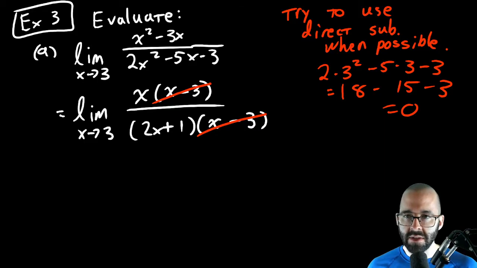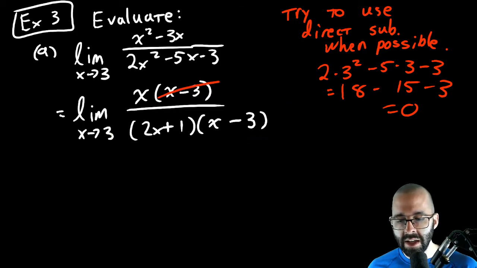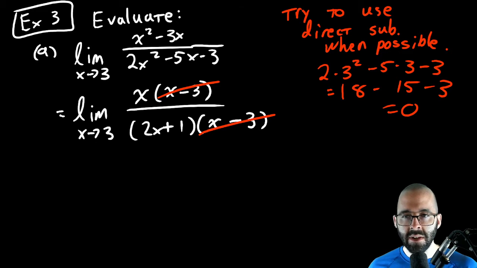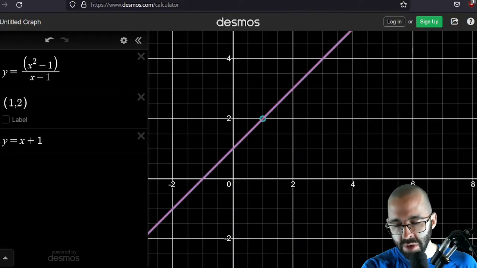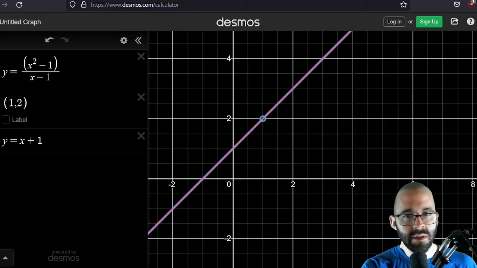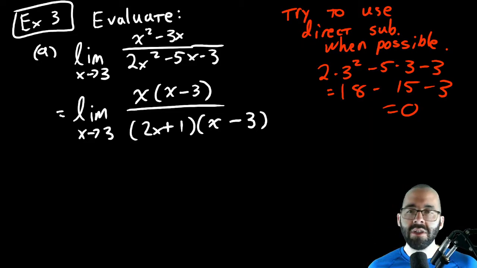They're common factors, but this current function is not defined at x equals 3. If I cross these out, the new function is defined at x equals 3. It's changing the function, just like blue and purple are not the same function, because one has a different domain. One is defined at x equals 1 here. But their limits are the same.